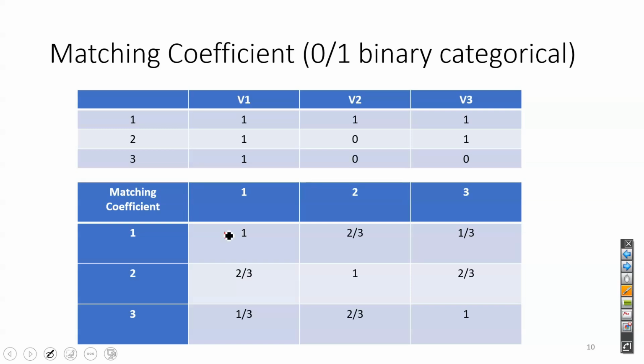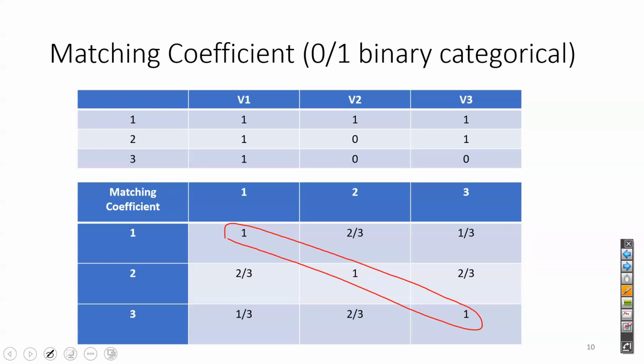So these 3 will always be 1, because I'm comparing the first observation against the first observation, or the second against the second. The reason we get a 1 is because if I compare 1 to 1, I get 3 matching variables. So 3 divided by 3 will still be 1.